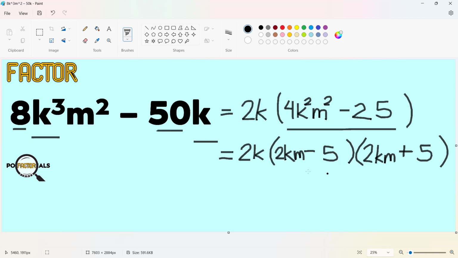So with this, all of this, including the 2k, are the factors for this given binomial expression, because the task here is to factor completely, or look for the factors for all. And this will not be possible without the common factor 2k, because without removing 2k from both terms, we cannot say it's a difference of two squares, nor other types of factoring processes that we could do here. So this is the result for this polynomial.